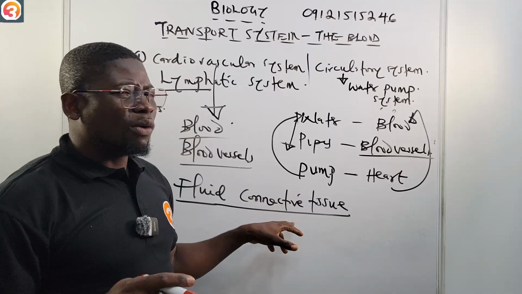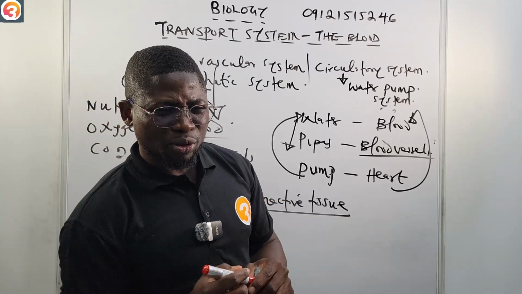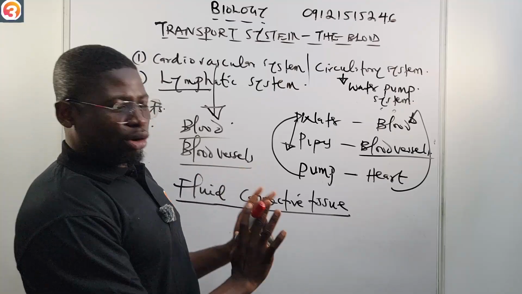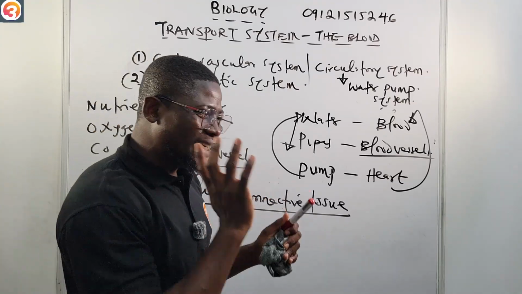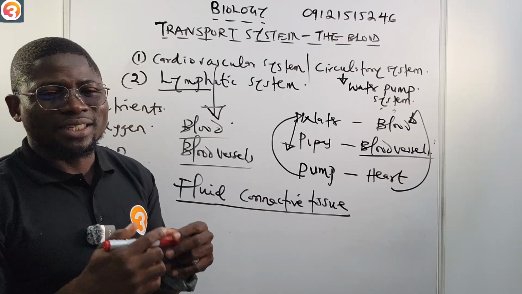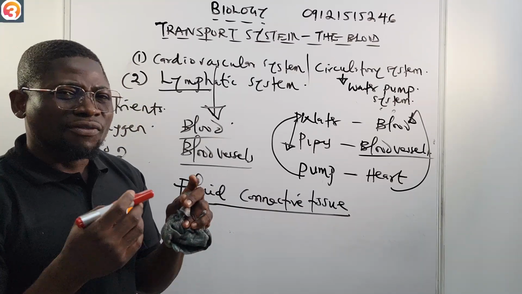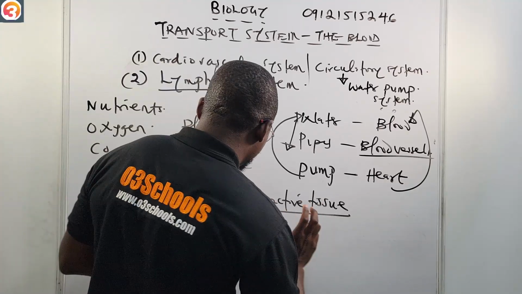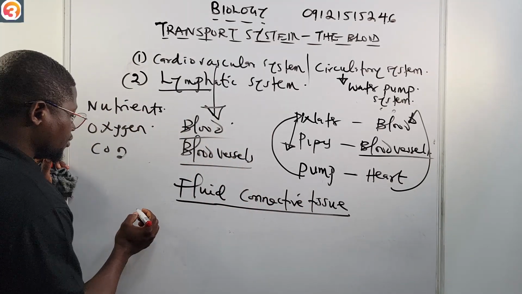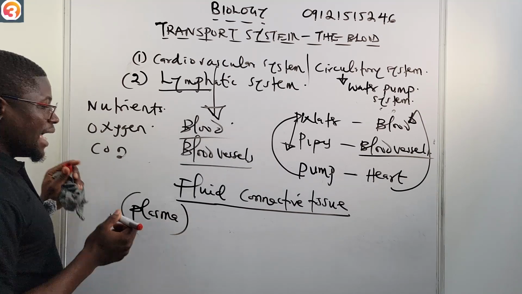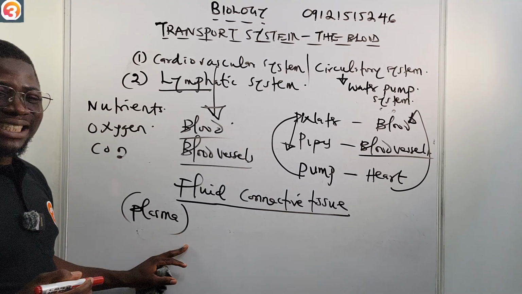The reason why I can call blood a connective tissue is because of the nature of the blood. The blood is fluid in nature and has two major components. Number one is the plasma.